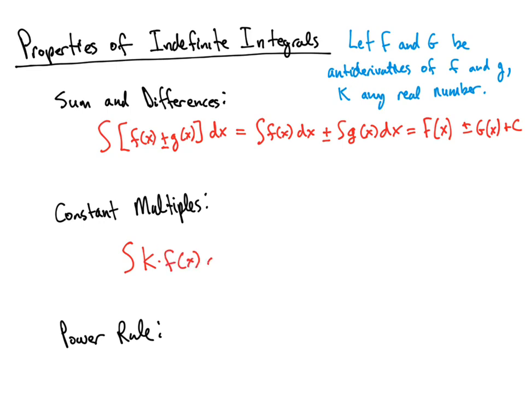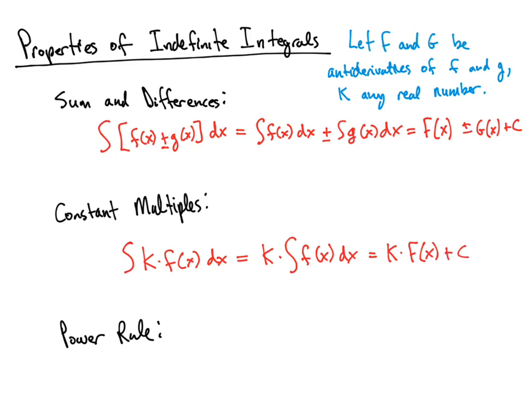The constant multiple property says if we have the integral of some real number k times f of x dx, we can factor out the k from the integral and then integrate the function. So it's kind of like what we saw when we had limits. If we had a limit with a constant coefficient inside the limit function, we could factor that out. So that's what we're doing here. What this would be when we actually find the integral is k times whatever that antiderivative is plus c.